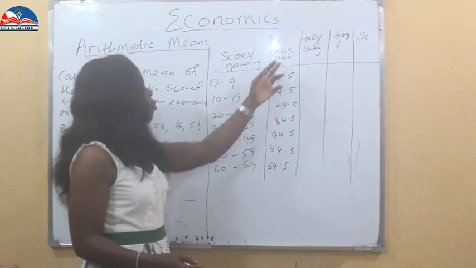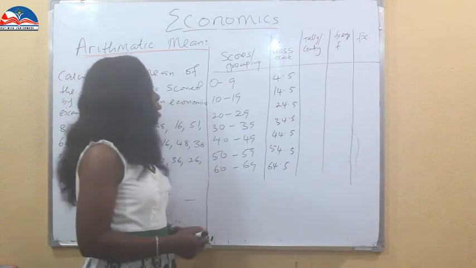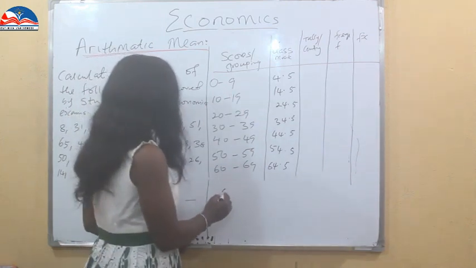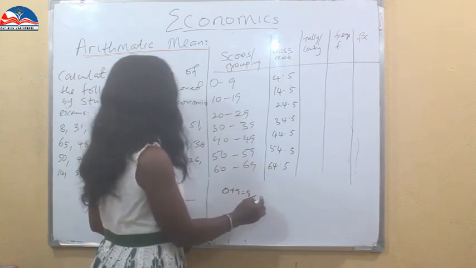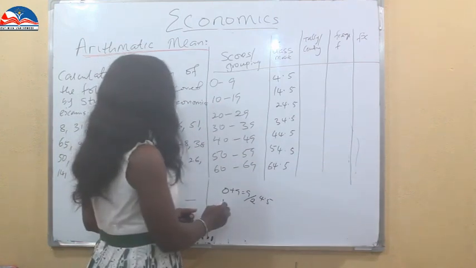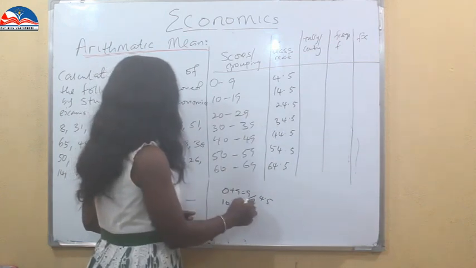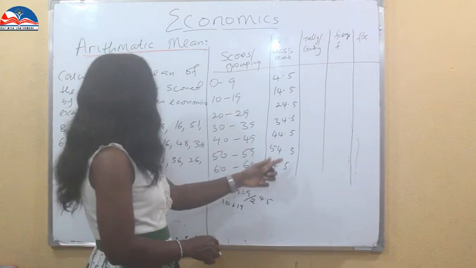Now, how do we get our x? For us to get our x, you are going to use 9. 0 plus 9 is 9. Divided by 2, we have 4.5. The same way you will do this, 10 plus 19, whatever you have, divide it by 2. That is how you get your class mark.